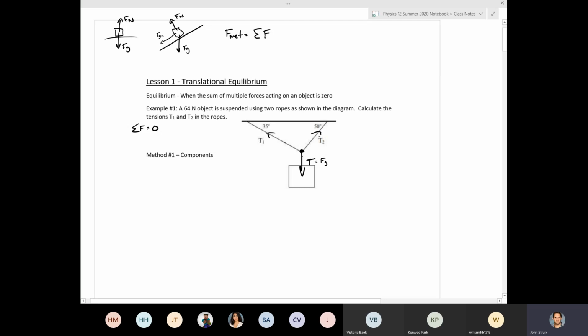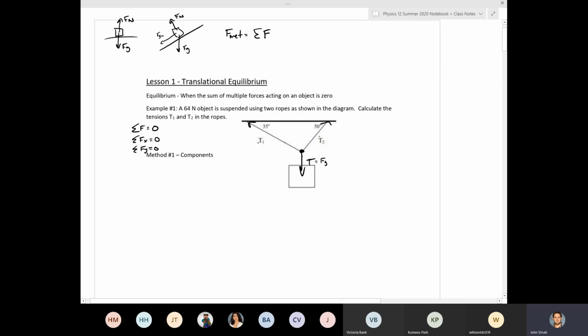Now if the sum of all the forces is 0, then the sum of all the forces in the x direction has to equal 0, and the sum of all the forces in the y direction also has to be 0. That's what we're going to use to figure all this out. So if I were to apply that to this question, I'm just going to redraw these up there.